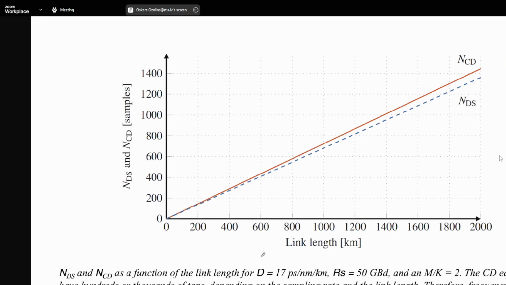Okay, here is a little bit about chromatic dispersion compensation. Here's one link length of 2,000 kilometers. As I mentioned, these chromatic dispersion equalizers can have hundreds or thousands of taps, depending on the sampling rate and the link length. As I mentioned already for the third time now, frequency domain equalization is usually preferred to reduce the complexity.